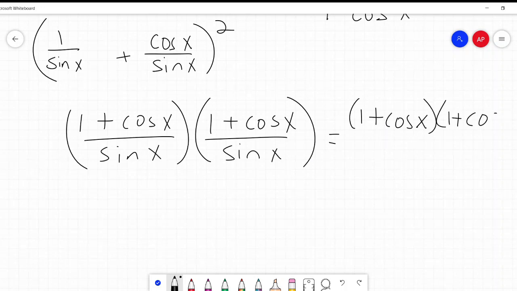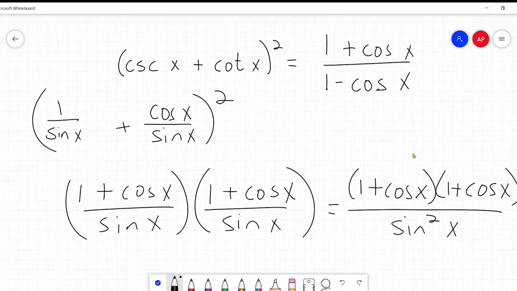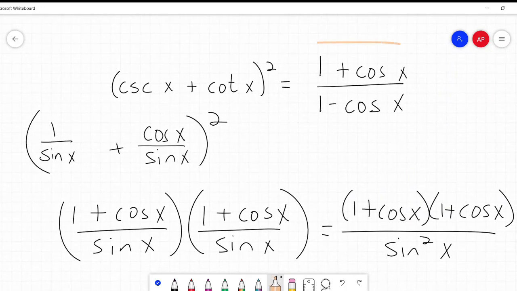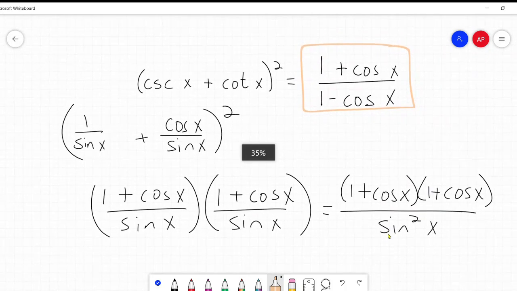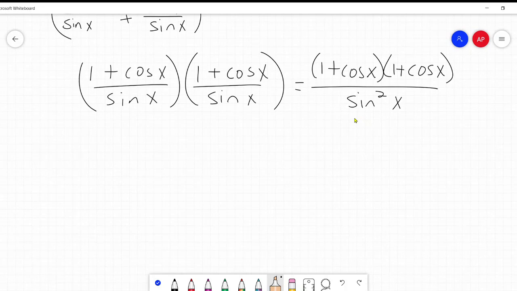Just going to leave it as 1 plus cosine of x times 1 plus cosine of x. Now on the bottom, sine of x times sine of x is sine squared of x. Why did I leave it like this on top on the numerator and not multiply it in? Because, remember, this is my goal. This is what I have to have in the back of my mind. I'm working towards 1 plus cosine of x over 1 minus cosine of x. And I've got a 1 plus cosine of x up there. I'm going to leave it because I'm thinking that could be helpful. All right, so what do I do next?